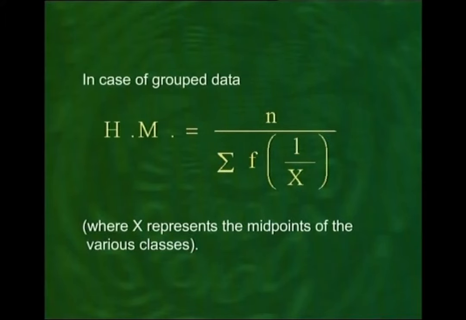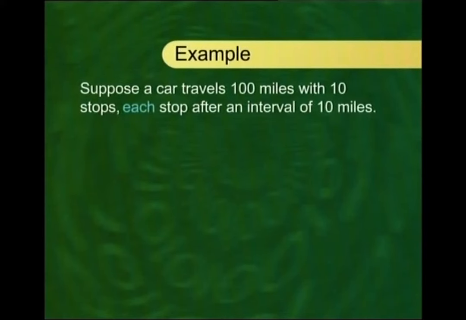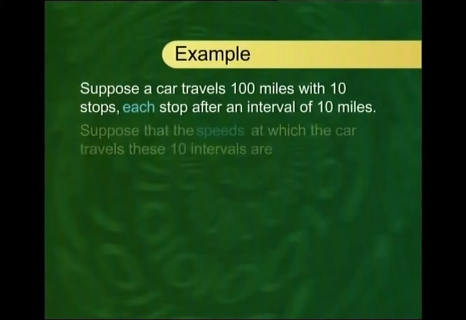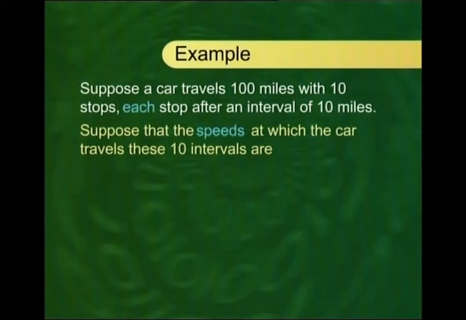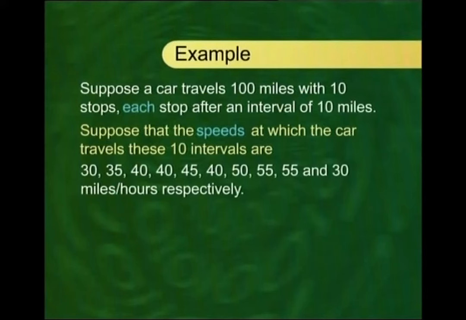Let me illustrate the computation of the harmonic mean with reference to a simple example. Suppose a car travels 100 miles with 10 stops, each stop after an interval of 10 miles. Suppose that the speeds at which the car travels these 10 intervals are 30, 35, 40, 40, 45, 40, 50, 55, 55, and 30 miles per hour respectively.